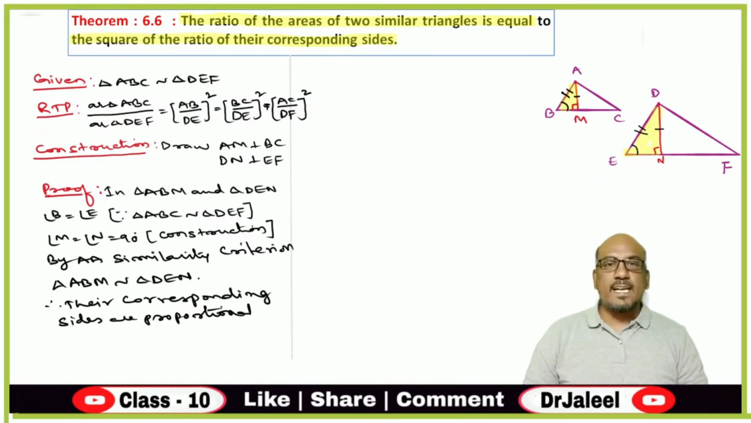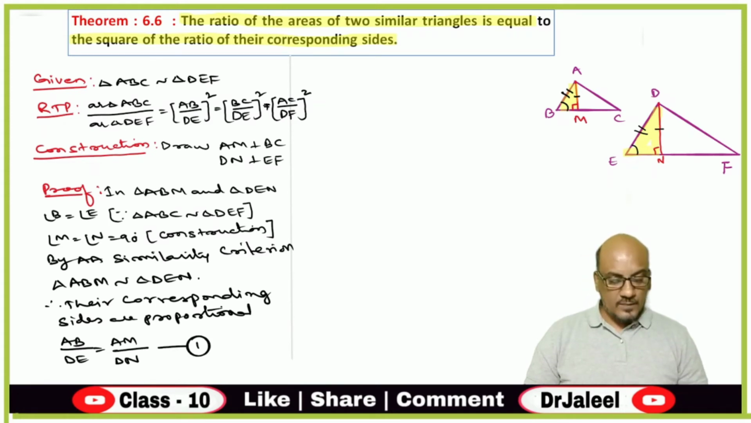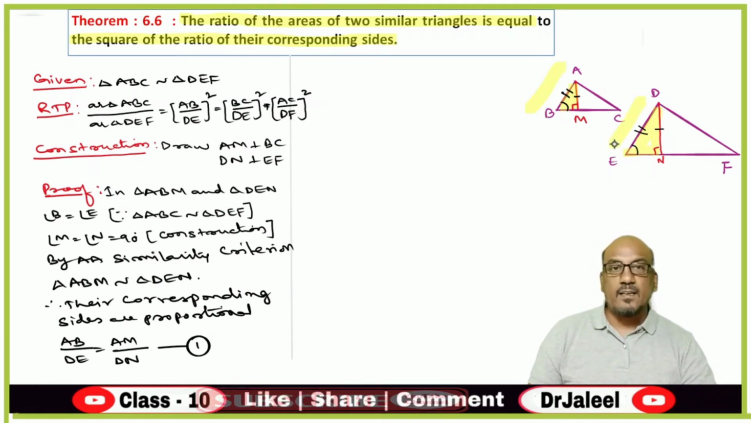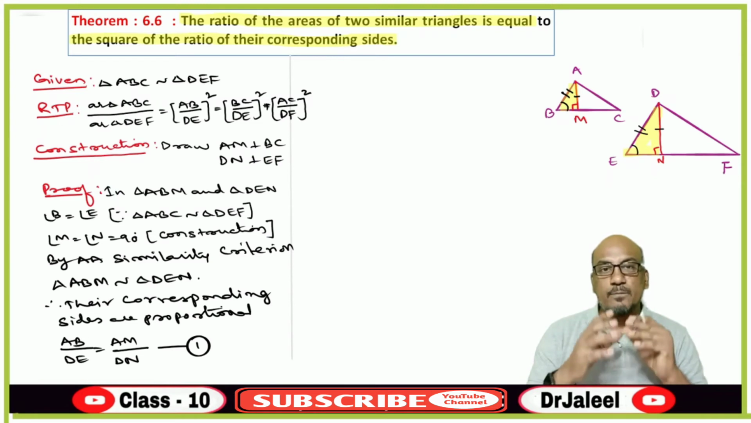So now when the sides are proportional, you can state AB by DE is equal to AM by DN. This is the first equation. So children, observe it carefully. AB by DE, these are the sides. AM by DN, these are the altitudes. That means by this first equation, we understood that in similar triangles, sides are proportional to even altitudes.